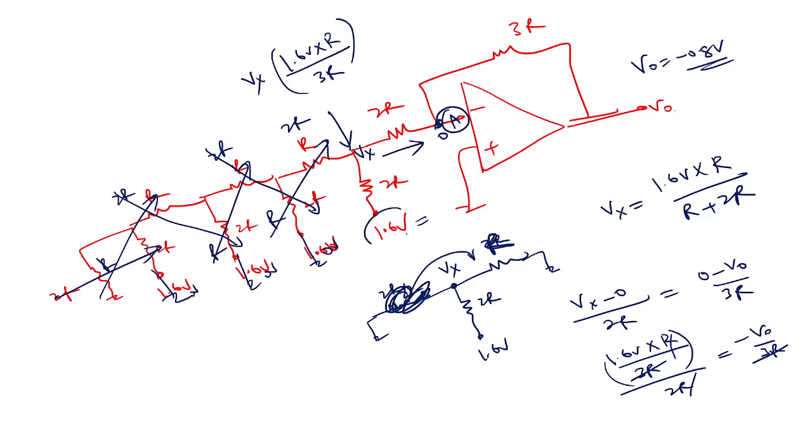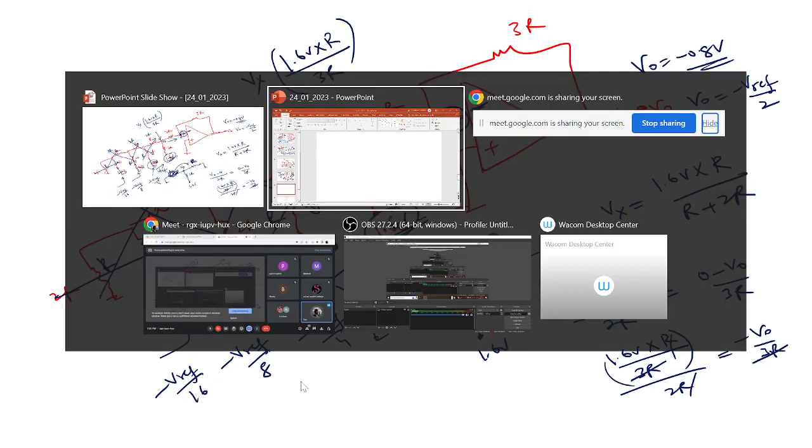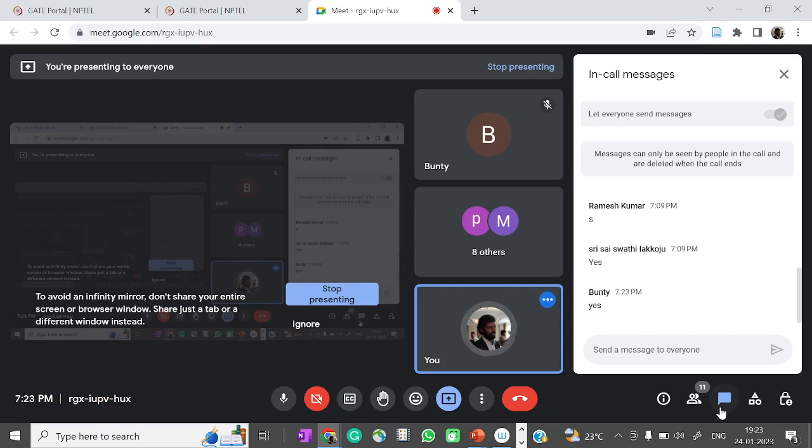If I take 1.6 as V reference, what is V naught giving? Minus V reference by 2 here. Obviously, we already got minus V reference by 4. Why minus? Because it is an inverting amplifier, right? Now this will give you minus V reference by 8. This will give you minus V reference by 16. That's what I am trying to reiterate. There is no other thing. How many of you are clear? Are you guys clear with this? Somehow you try to get Vx. That's it. If you know Vx, you can apply that and then you can get it.